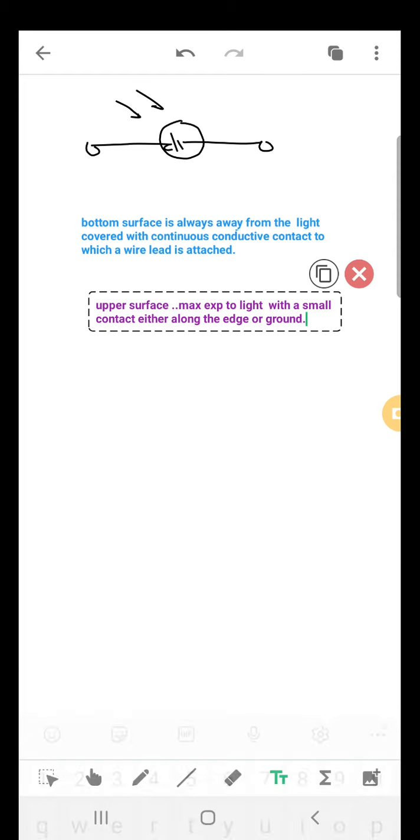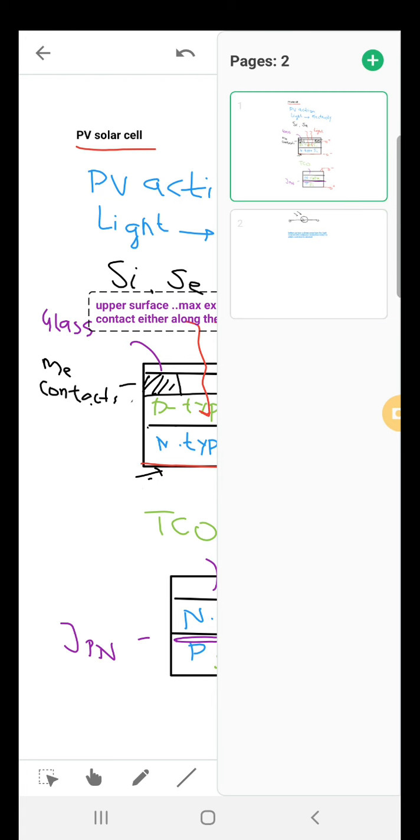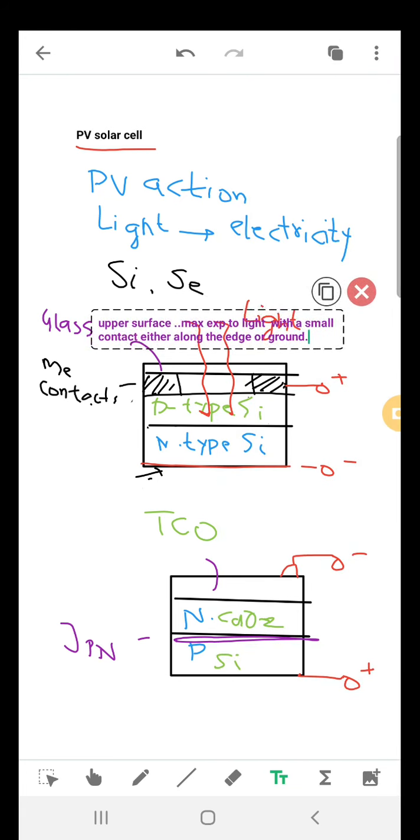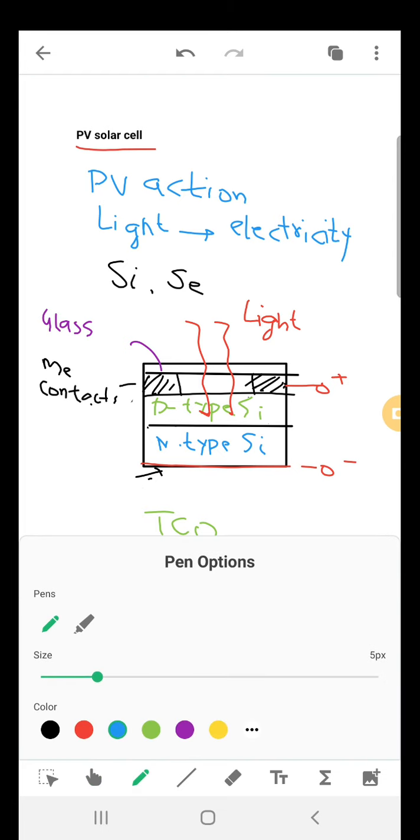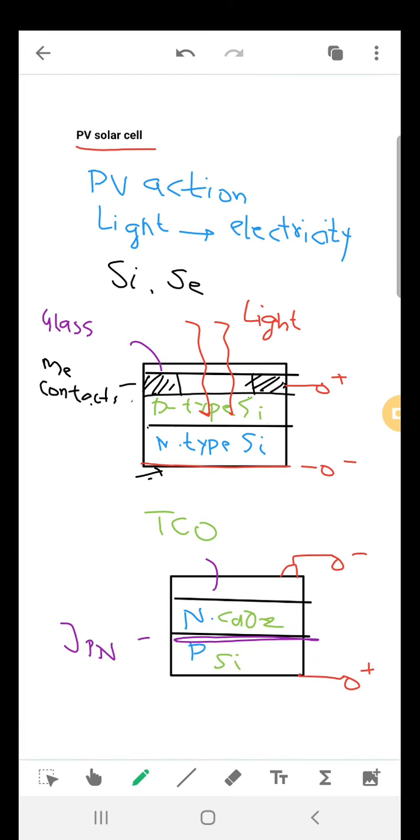Now in this case, as we can see here, there is a P-type layer formed, and it is actually very thin, about 0.5 millimeter. The reason it has been kept thin is so that the sun rays can penetrate through this layer.